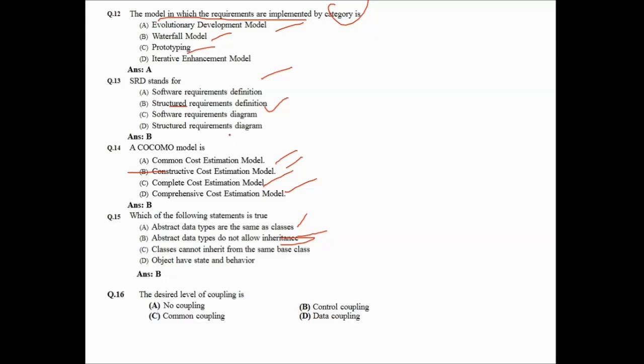Now, the desired level of coupling is how much coupling you want, because coupling is a very important aspect. No coupling, common coupling, control coupling, or data coupling? So what coupling is desired? Because we don't want coupling at all. So which coupling is desired? We need some data coupling.